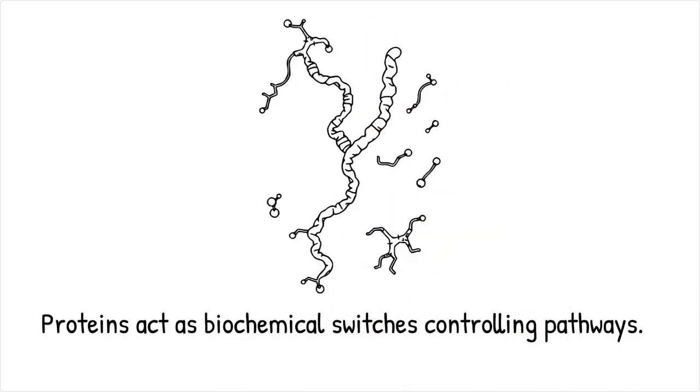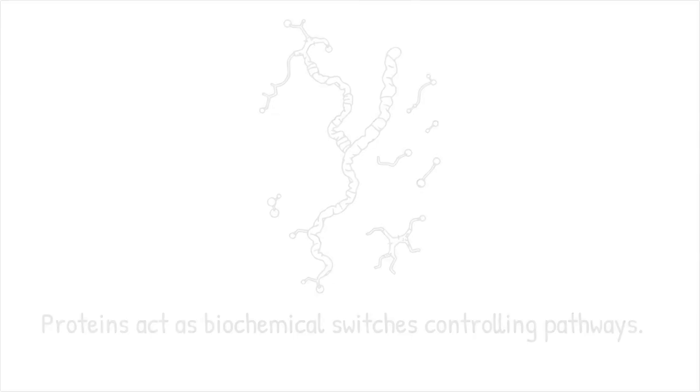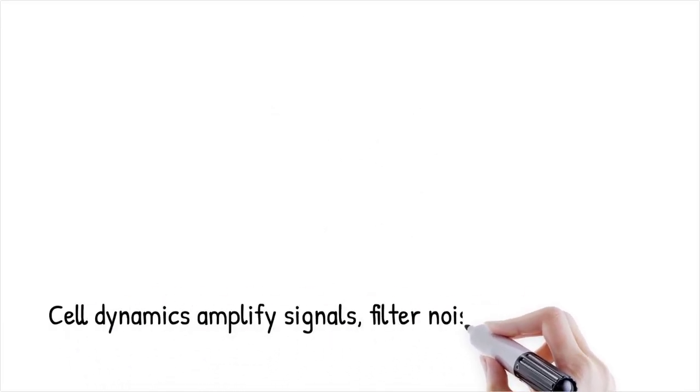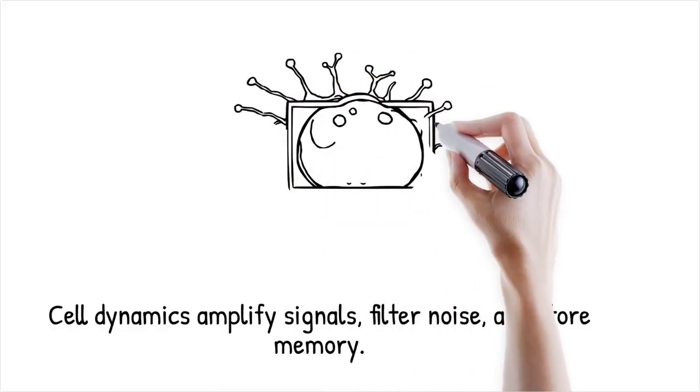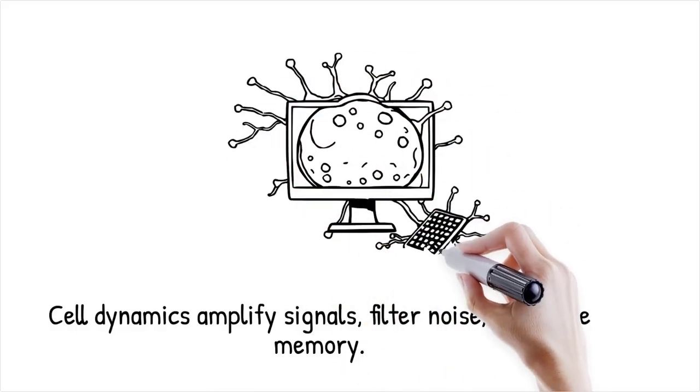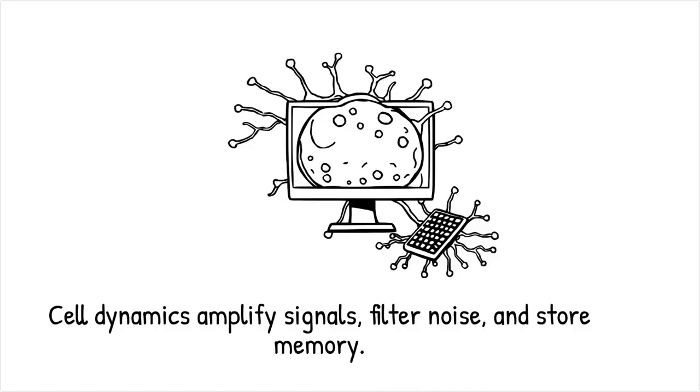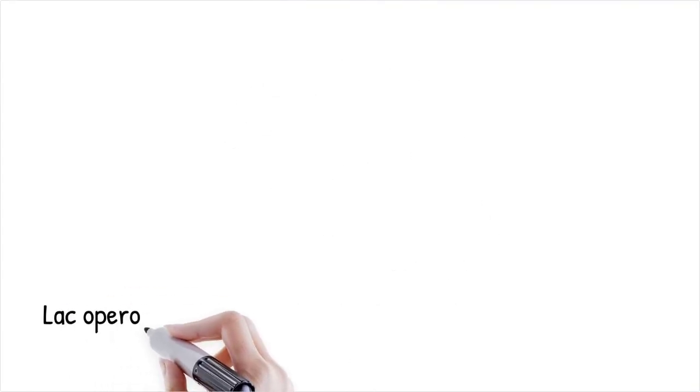These allosteric interactions form feedback loops and cascades, yielding ultrasensitive or bistable responses. Such dynamics allow cells to amplify weak signals, filter noise, and store memory of past events. These reaction networks thus function as molecular circuits that implement conditional logic.